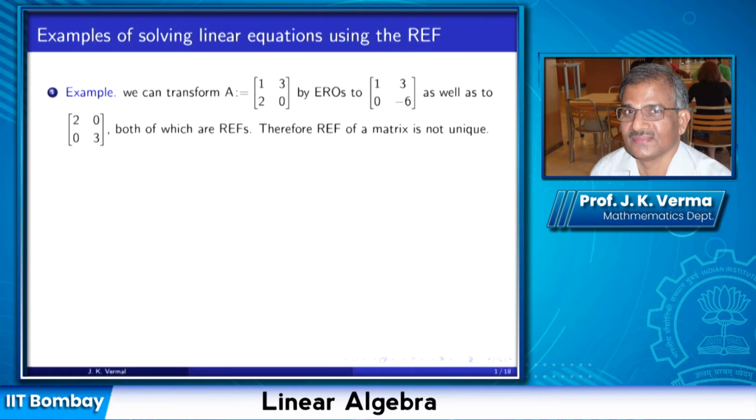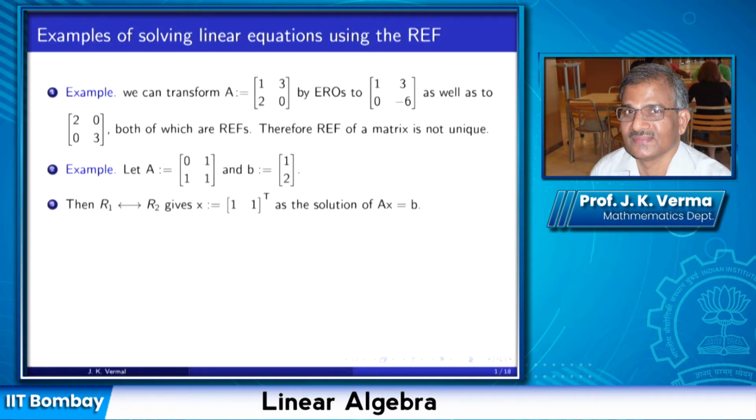We can get another row echelon form simply by interchanging the first row and the second row, and then using elimination to convert the entry below 2 into a 0. So we get a diagonal matrix, and this is also a row echelon form. Therefore, row echelon form is not uniquely determined from a given matrix. There can be many row echelon forms. It depends on which row operations we use to bring it to a row echelon form.